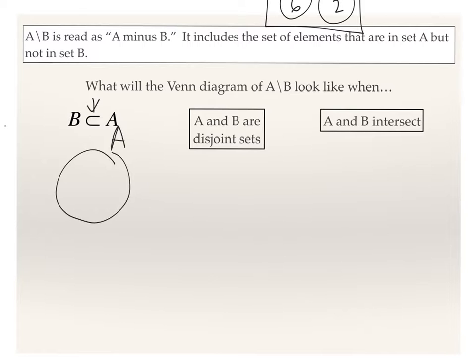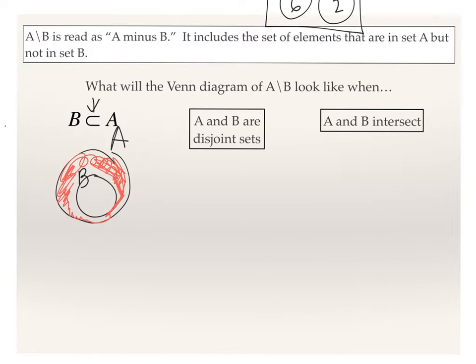Okay, so that's A. And then B is completely inside of it. If I'm doing A minus B, what that means is all of A except what's in B. So it's this part of A, anything in that area. Does that make sense? It's like if I covered up B, it's not B, but it's everything else that's in A. Okay, does that make sense to everyone? Okay, let's look at the next.